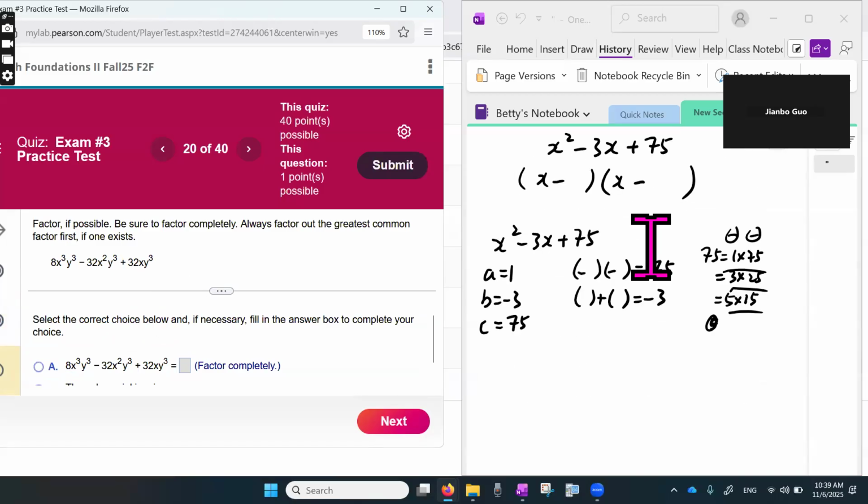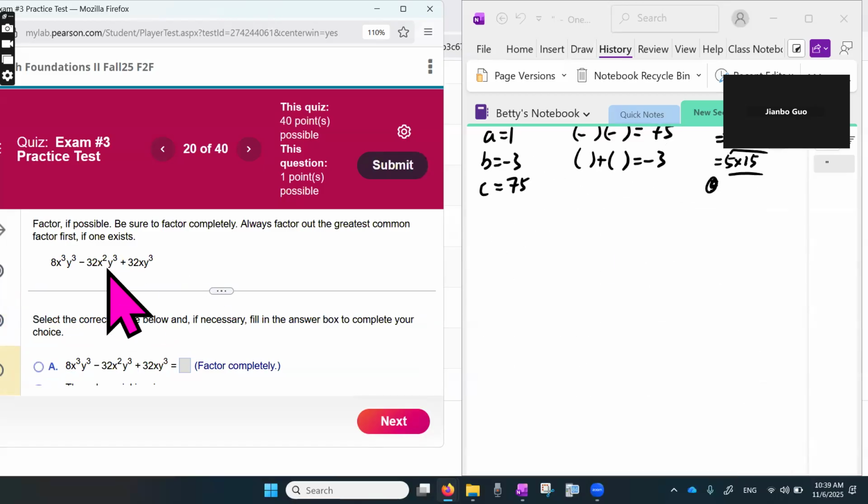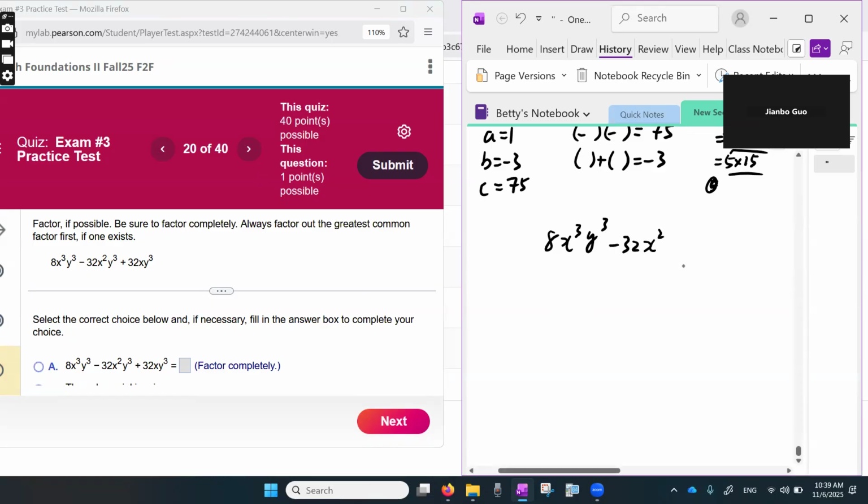For sure, the first thing to do is GCF, right? Because you can see x is common, y is common. 8 goes into 32 4 times. Let me copy the trinomial. 8x cubed y cubed minus 32x squared y cubed plus 32x y cubed. So every term has a y cubed in it. All right, so the GCF is what? 8y cubed. Factor it out.